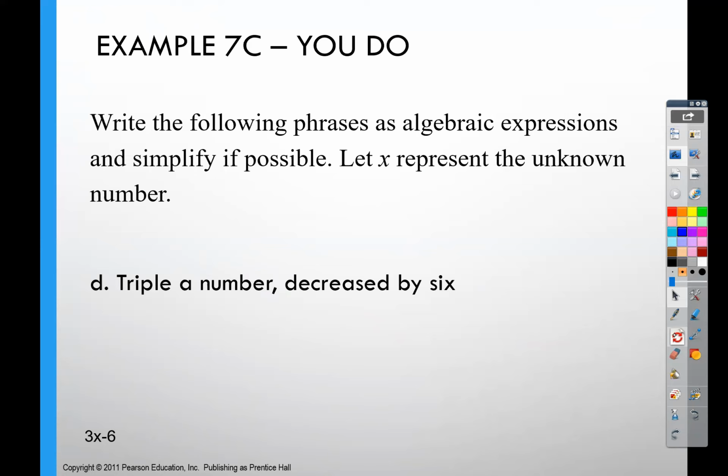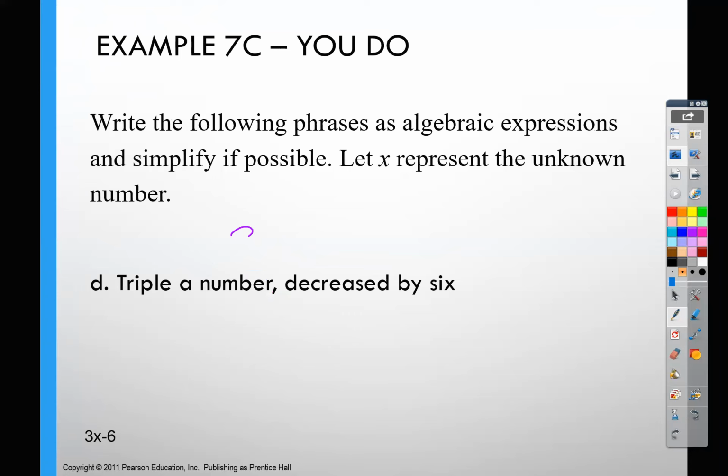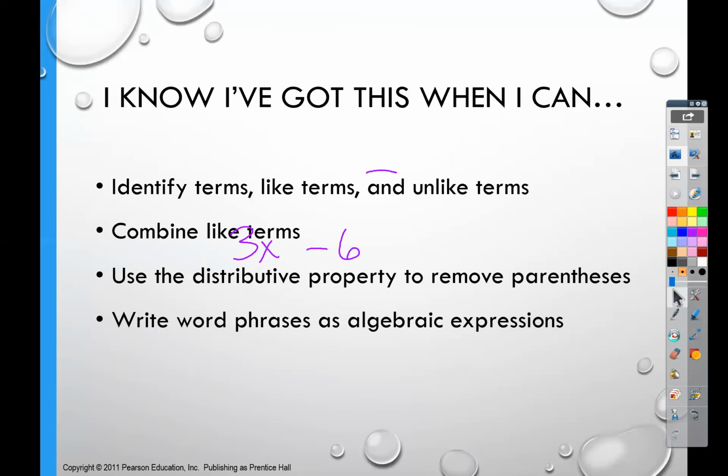Okay, 7C. Triple a number, let x, decrease by 6. Again, this should all be kind of review from pre-algebra. So you know you've got this when you can identify like terms and unlike terms. They have the same variable with the same exponent. Then we can combine them by adding or subtracting the coefficients in front. Use the distributive property to remove parentheses by multiplying everything inside the parentheses, and write word phrases as algebraic expressions.